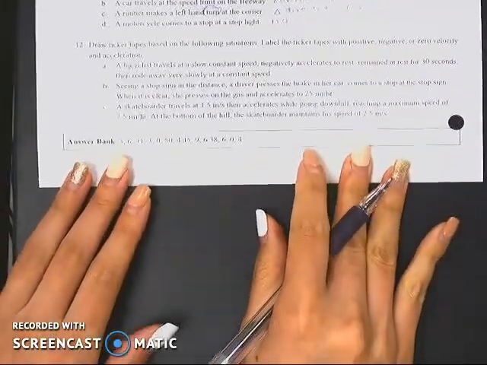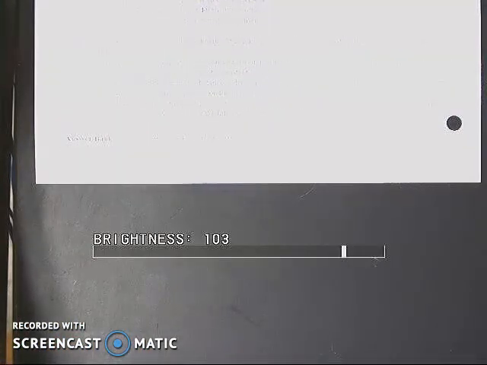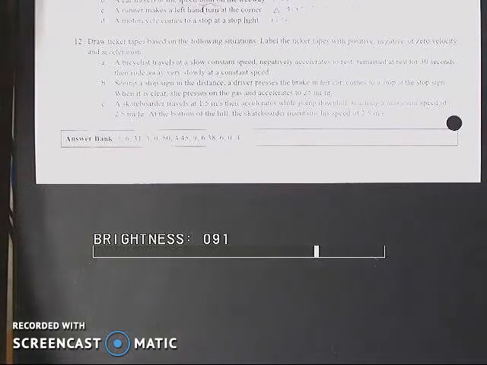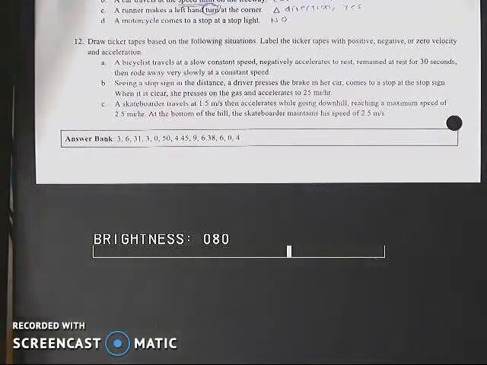All right, number 12. And for number 12, let's see if we can turn down that brightness. Bring it back. All right, perfect.